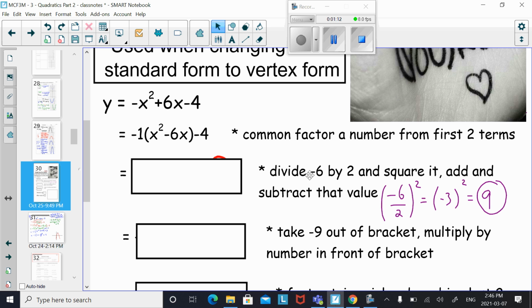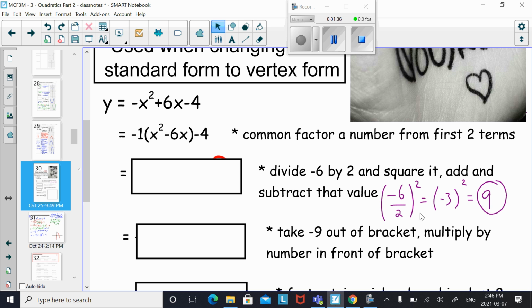Next step says divide the -6. So that would be the second term in the bracket with the x. You're going to take that number and divide it by 2. You're going to cut it in half. That happens no matter what that number is. You're always dividing it by 2. And then you want to take your answer and square it. And then you're going to add and subtract that value.